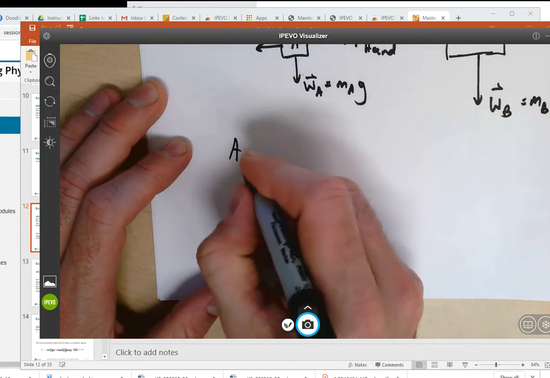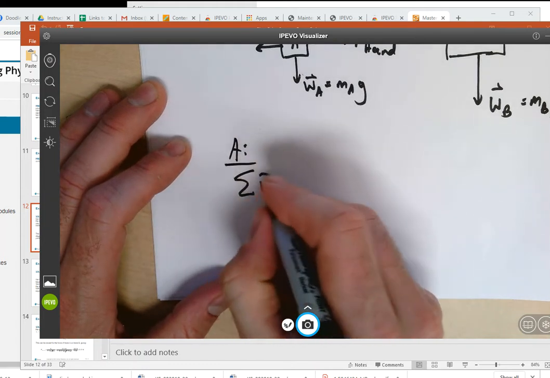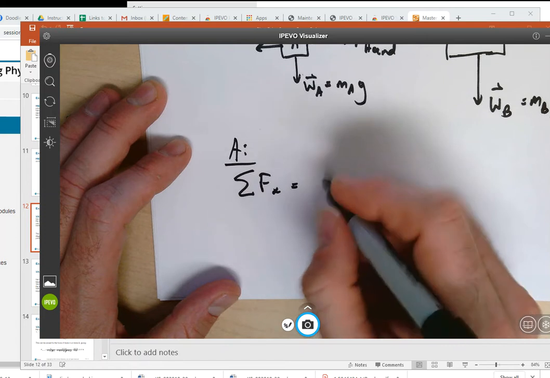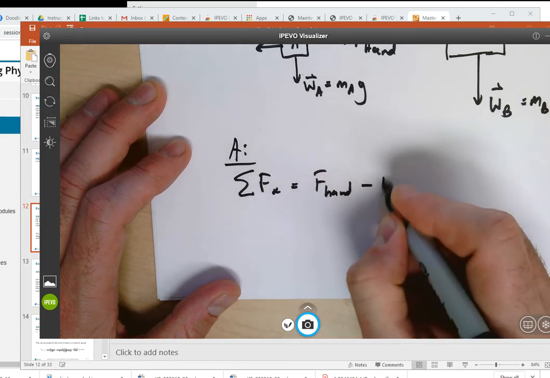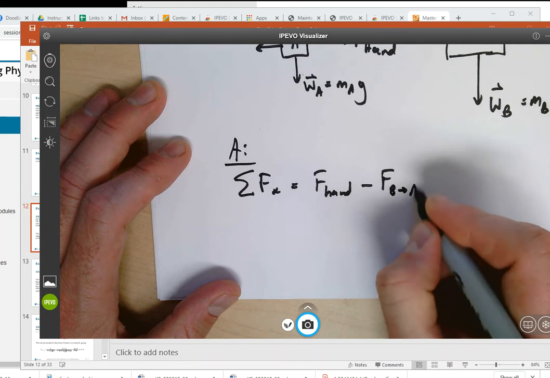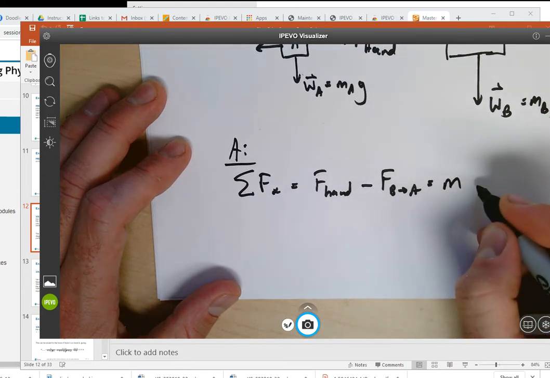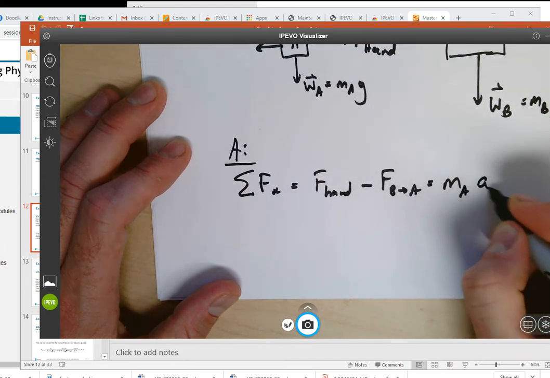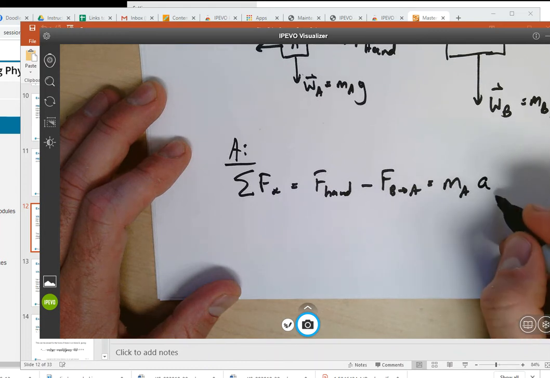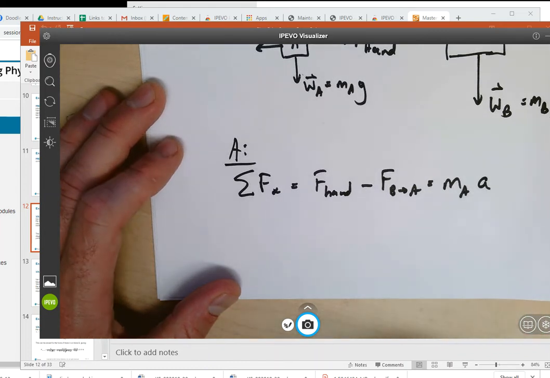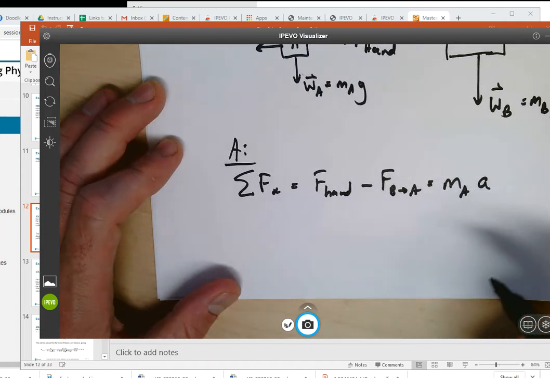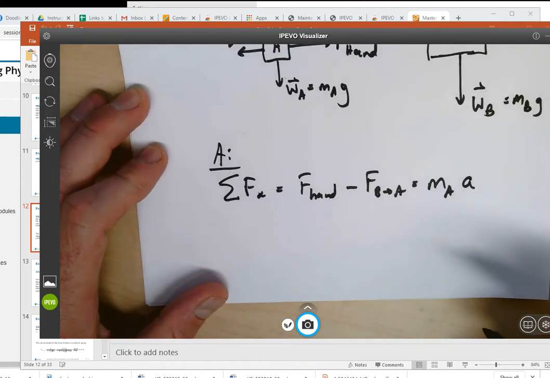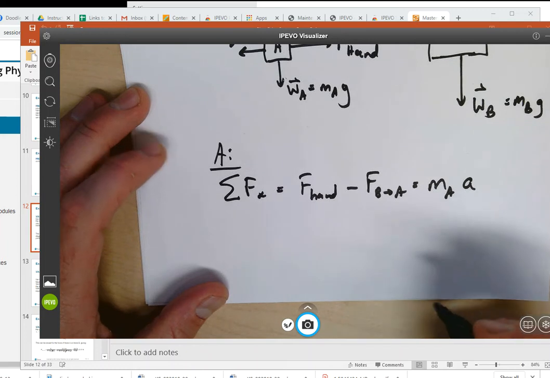So for block A, the sum of forces in the x direction is equal to the force of the hand minus the force of B on A. And that's equal to the mass of block A times the acceleration. And I'm just going to leave that as the acceleration because we don't care that it's the acceleration of A or the acceleration of B. It is just simply the acceleration, and we know it's the acceleration of both.